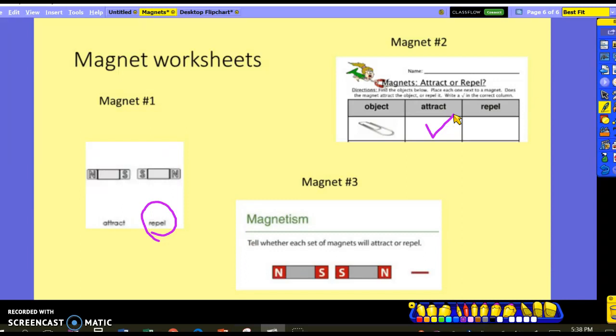And then in worksheet magnet number 3, it's about magnetism. Remember, magnetism is how close they're going to come together, so we need to tell whether these magnets will attract or repel as well. So again, we have a south and a south, so we know that these are going to repel. So make sure you complete all 3 worksheets.